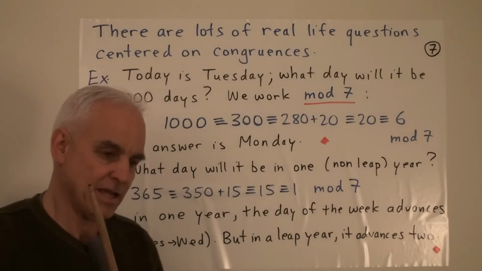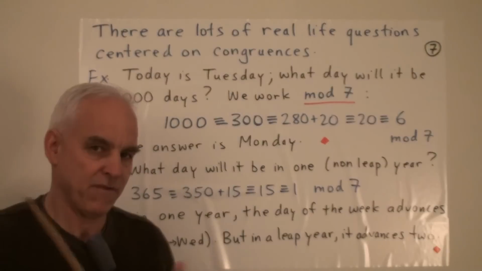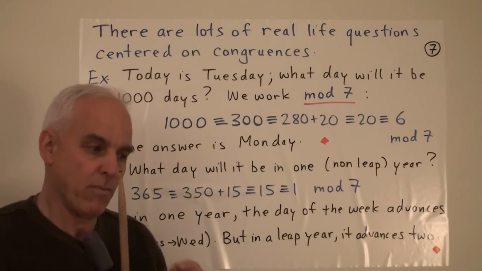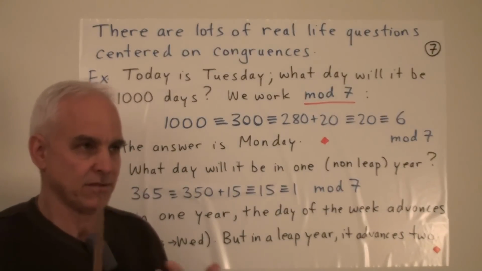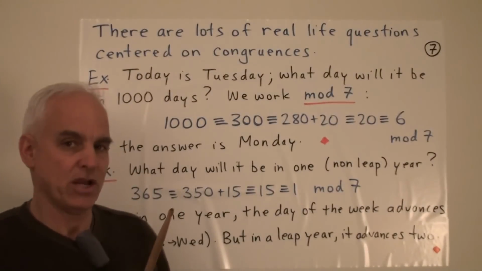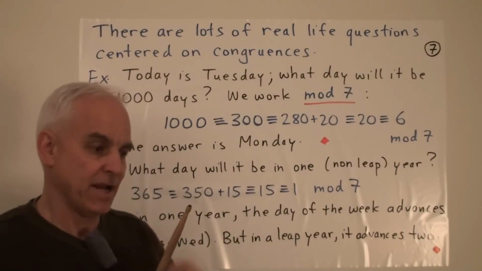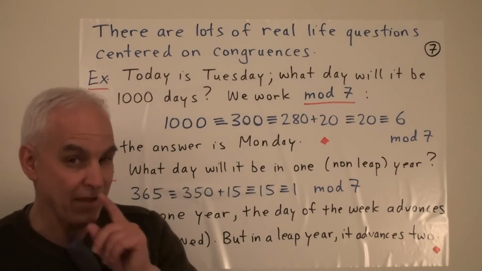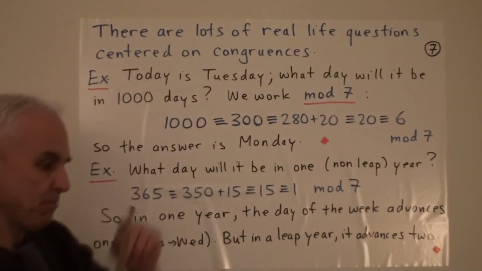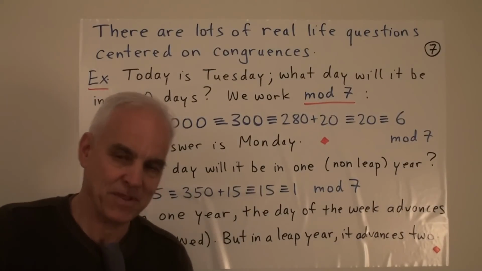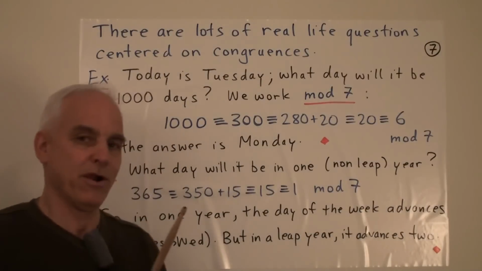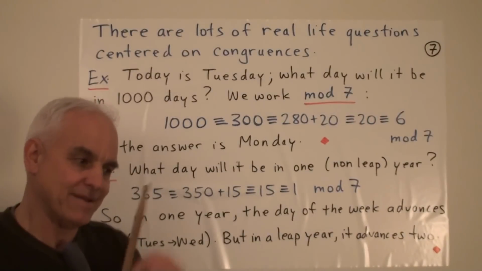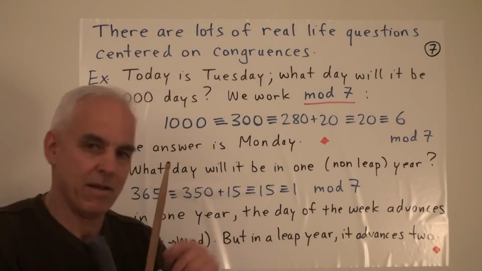So if today is January 1st, then next year on January 1st, it will be 1 more day in the week than it is today. If today is, say, Tuesday, then the next January 1st will be Wednesday, and then the next January 1st will be Thursday, and so on. But of course we have to remember leap years, right? In a leap year there is one extra day, so we have to incorporate that, and then the day shifts not just by 1, but by 2.